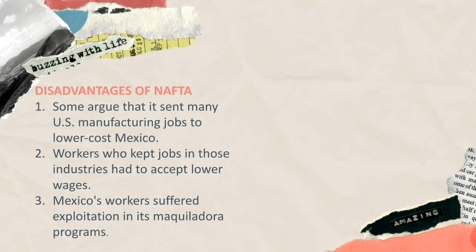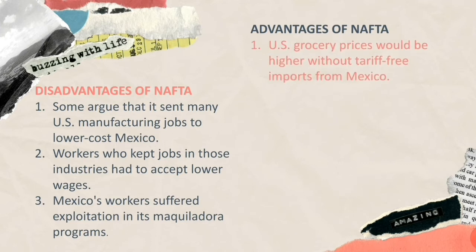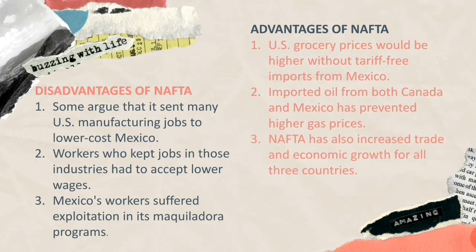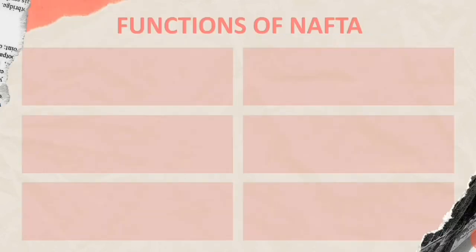NAFTA has also three significant advantages. First, U.S. grocery prices would be higher without tariff-free imports from Mexico. Second, imported oil from both Canada and Mexico has prevented higher gas prices. Third, NAFTA has also increased trade and economic growth for all three countries. There are 6 functions of NAFTA.